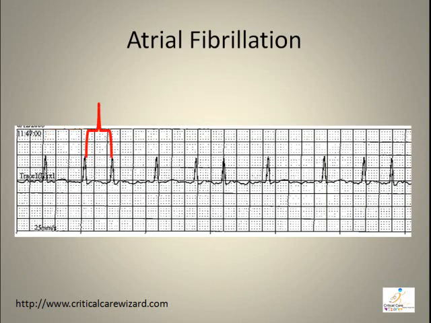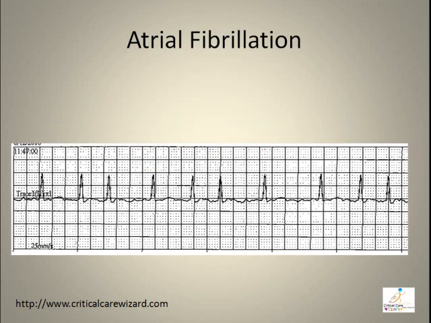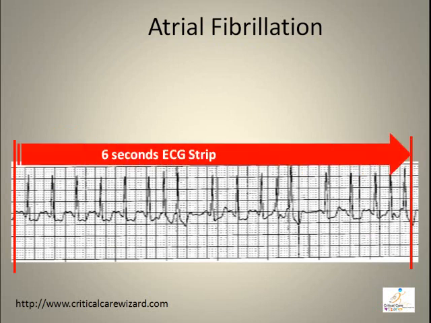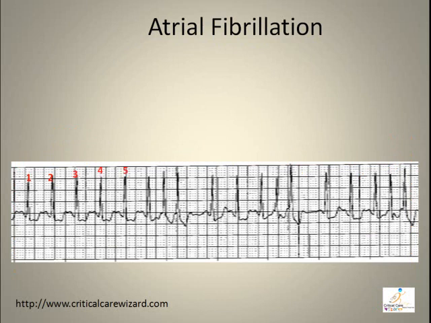Atrial fibrillation features a rhythm that is regularly irregular. Atrial fibrillation classic appearance is an indiscernible P wave. Atrial fibrillation with controlled rate is between 60 to 100 beats per minute. AFib with uncontrolled rate is more than 100 beats per minute. This rhythm is also called atrial fibrillation with rapid ventricular response.